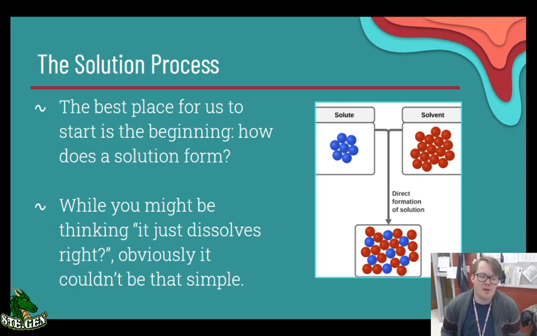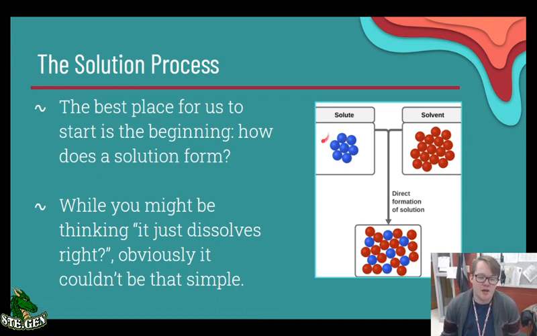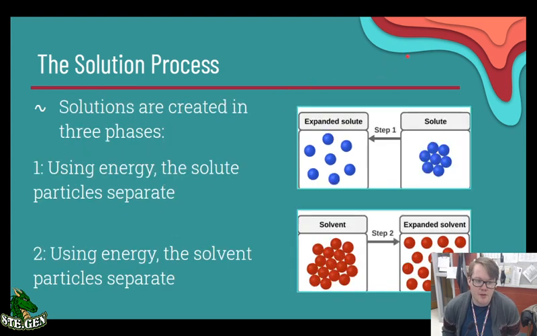Now, the best place for us to begin when talking about solutions is how do these things form? How do they actually come about? And you might be thinking, well, there's a solute and there's a solvent, and they form a solution. They mix together, like you stir the Kool-Aid packet in the water. Bam, solution created. Obviously, it can't actually be that simple because this is chemistry class, so everything has to be super difficult. They're actually created in three distinct steps.